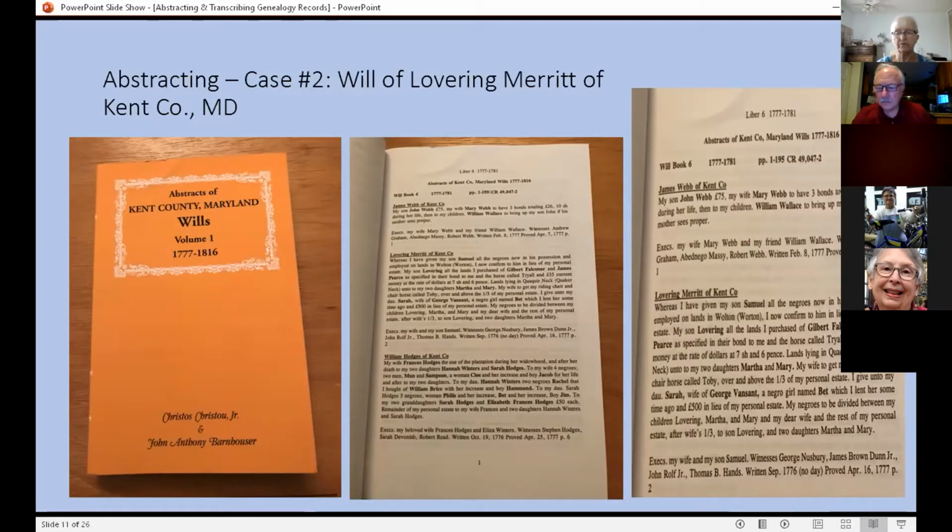Now, this volume that he did covered several volumes of wills from Kent County up to 1816, and then he also did a second volume up to 1867. So he did 90 years of wills, and that was anywhere from 4 to 5 libers in each book. So instead of transcribing it where it would be a lot lengthier, these were abstracted where you can cover a lot more material.